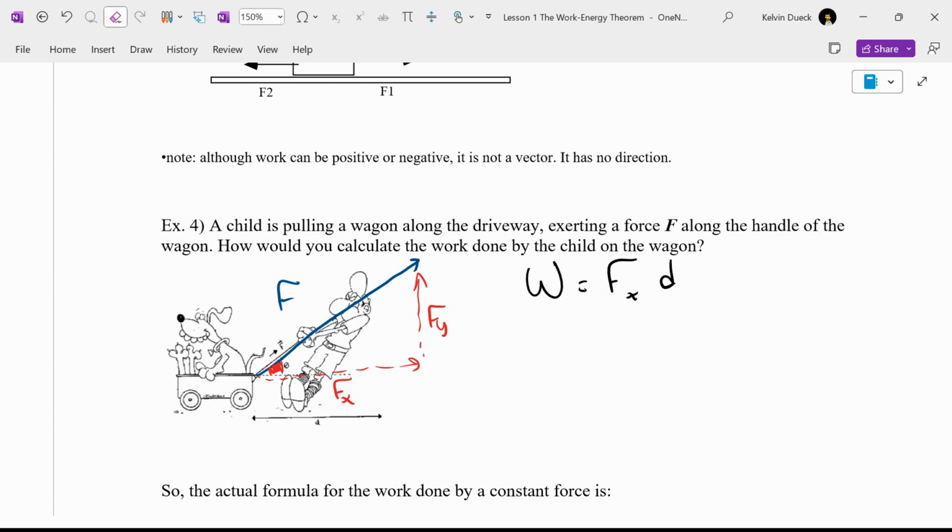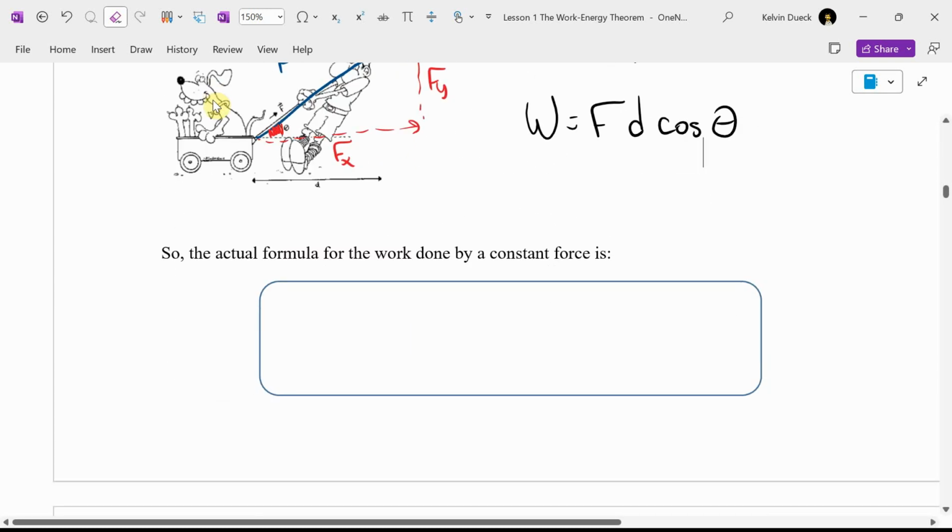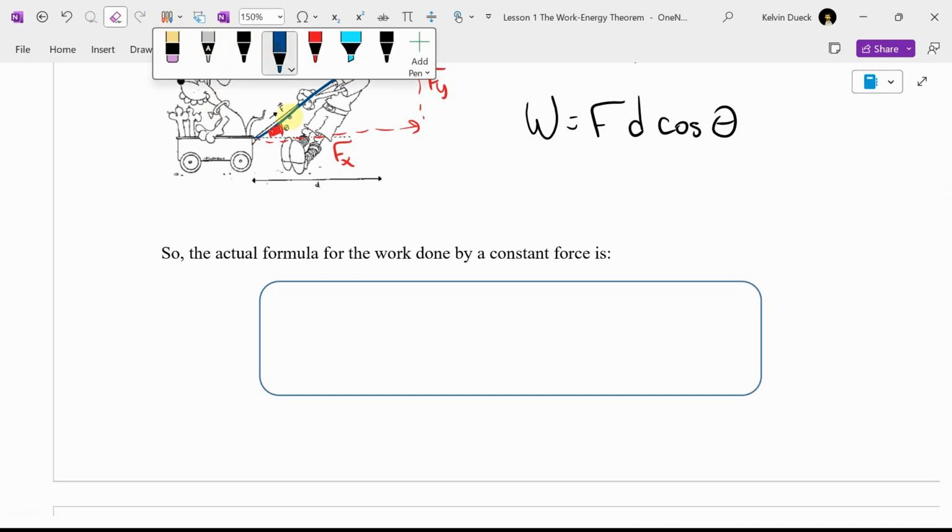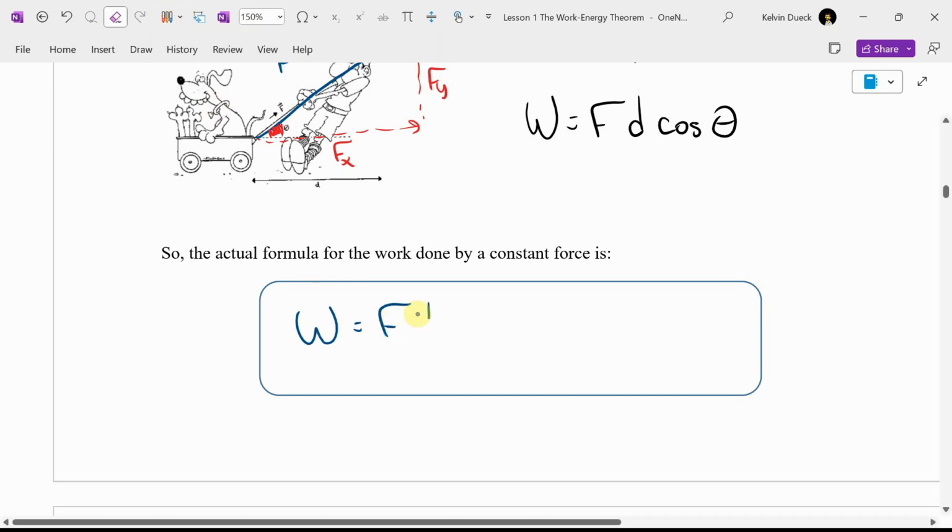Which trig function is Fx? This is a lawnmower question in disguise. Does anybody remember? Because it was on your test. Of course it is. Work equals the main force times distance times cos theta. You could have put the cos after the F, but that's how it's traditionally written. This is actually the better formula for work: work equals force times distance cos theta. Can you do me a favor on your blue sheet, next to where it says W equals FD? Add that. Not on your yellow sheet, on your blue sheet.